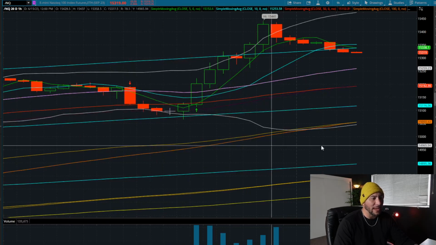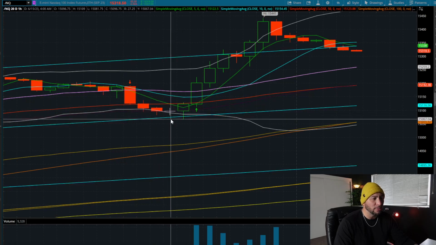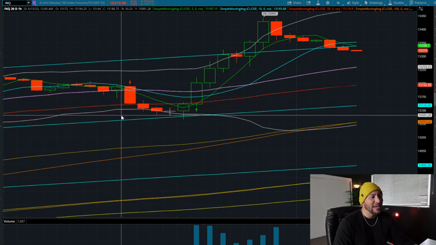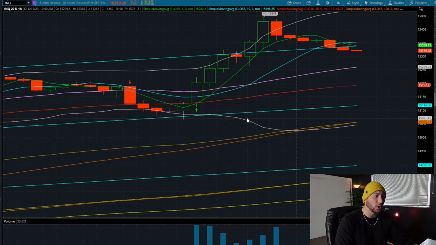Where did we pull back to, right? This is today's price action. I can see that we pulled back into this blue line. This blue line is called a linear regression channel 50. It's also down here with the 50 EMA. It's also down here with the lower Bollinger Band.